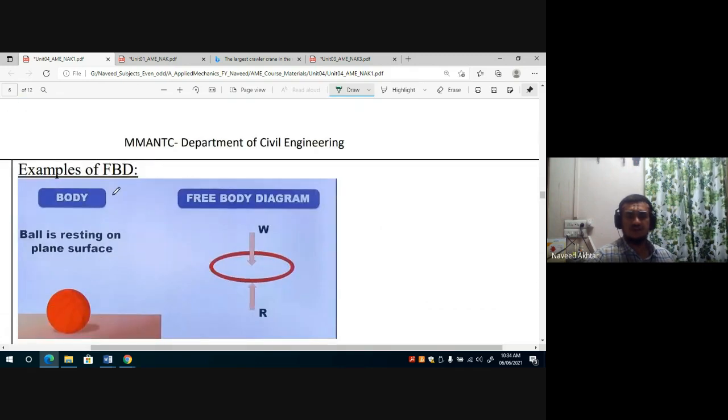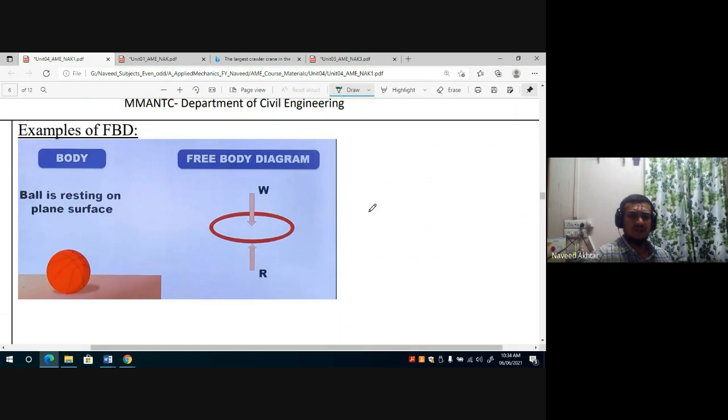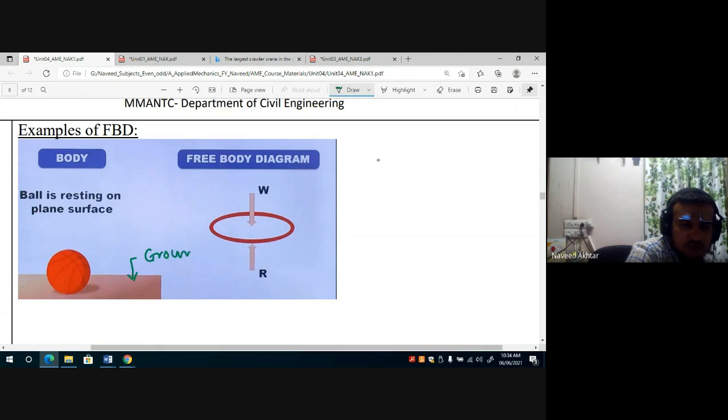Now see an example of a free body diagram. Here the ball is resting on a surface, a table or the ground, at rest. If you draw the free body diagram of the ball, the reaction R will come up and the self-weight of the ball, W. So this is the free body diagram of the resting ball.